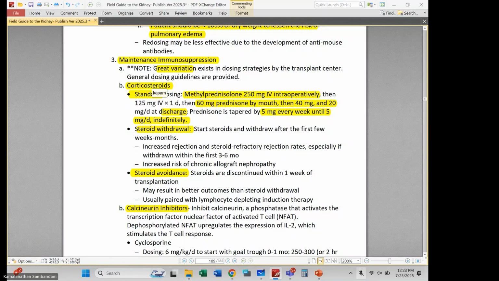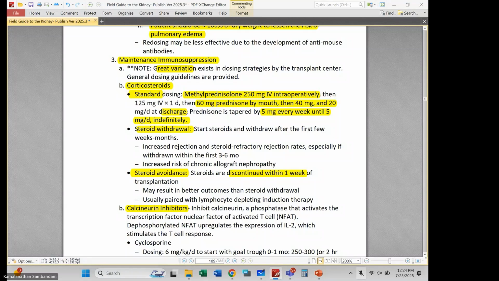What do these mean? Well, steroid avoidance is, I would say, the more common strategy. Okay, this is where you give Solumedrol intraoperatively, you give some prednisone in the immediate post-op period, but essentially by the time of discharge, they're on no steroids. So that would be essentially considered a steroid avoidance protocol.